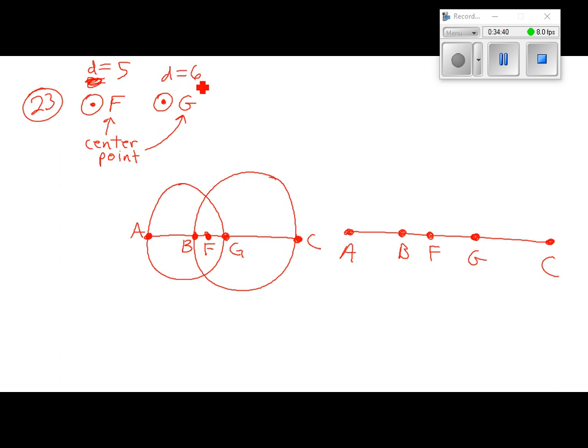So tell me a segment in this picture that is 5 units long. AG? So I'm gonna mark that. Tell me a segment in this picture that's 6 units long. BC. Does everybody agree with that? Yeah. So that's a diameter in that bigger circle, right?